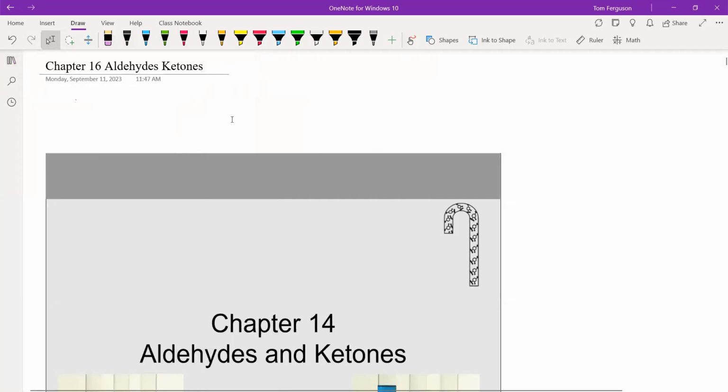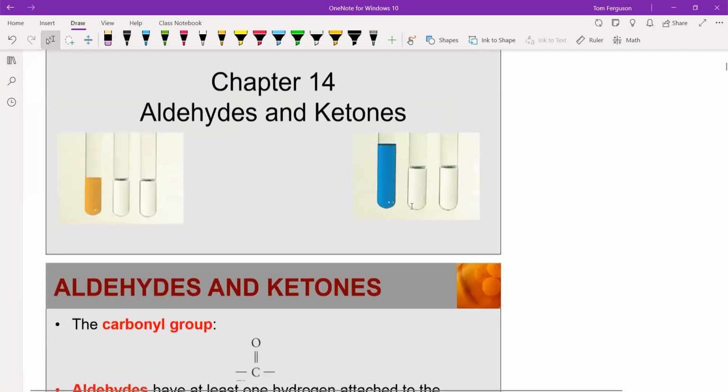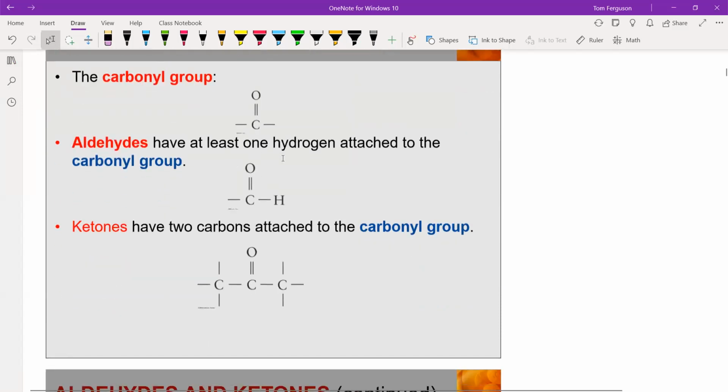So the last chapter in our unit is aldehydes and ketones. A double bonded oxygen to carbon is called a carbonyl. We're going to have two kinds of molecules where the carbonyl group is used. With an aldehyde, which is on the end, and a ketone is in the middle.